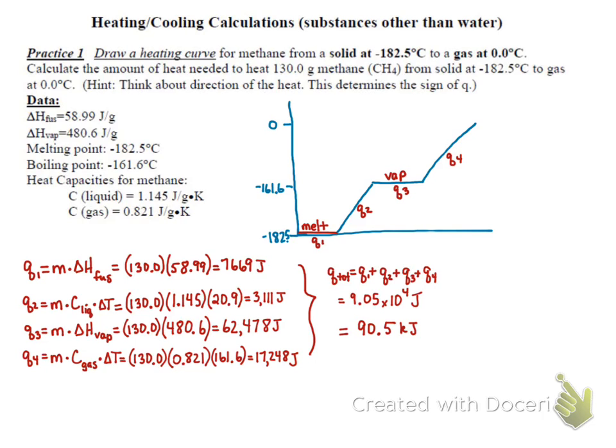Okay, so there are 4 different stages. It's going to melt, and then the liquid's going to warm up, and then vaporize, and then the gas is going to warm up. Be really careful with your temperatures. These are negative temperatures, which can be a little bit tricky. Just label the temperatures that we care about. Don't worry about the entire scale. It's going to give us 4 sections, 4 different Q's, calculate them separately, and then add them together to get 90.5 kilojoules, or 9.05 times 10 to the 4th joules.